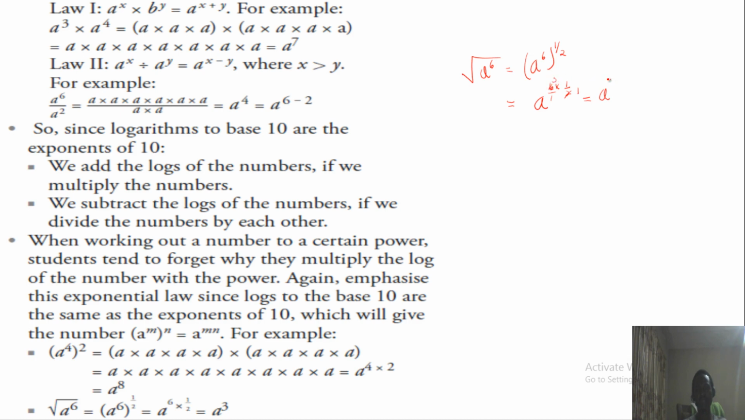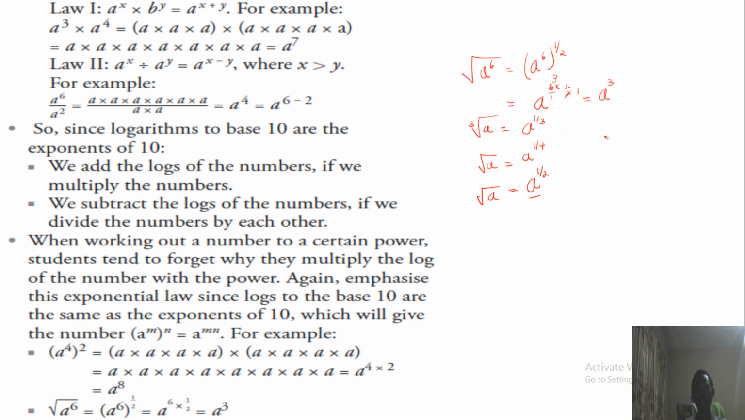Therefore, you need to understand that when you have cube roots, for example, the cube root of a means a raised to power 1/3. If we have the fourth root of a, it means a raised to power 1/4. Then if I have the square root of a, it means a raised to power 1/2. Good.